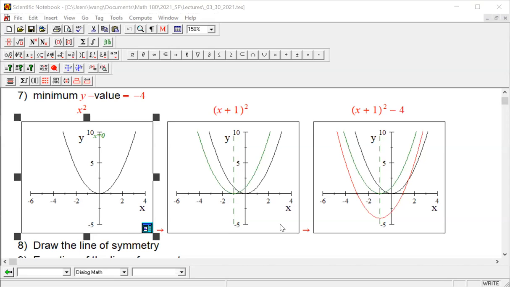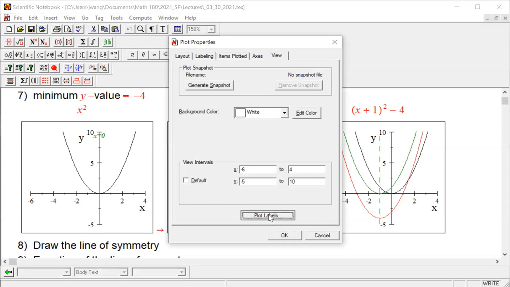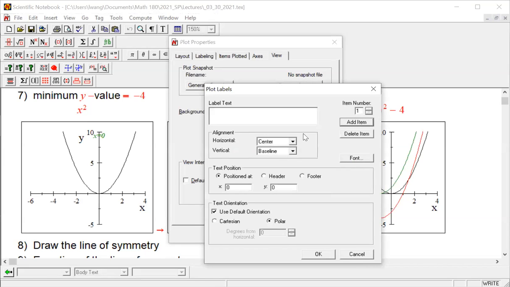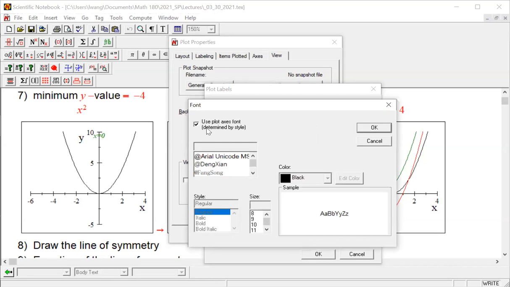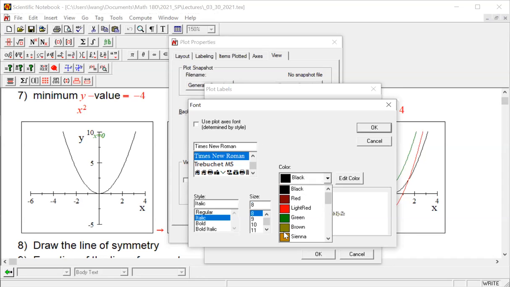The x coordinate being negative 1. x equals negative 1. Very good. And after the final shift, what is the line of symmetry then?